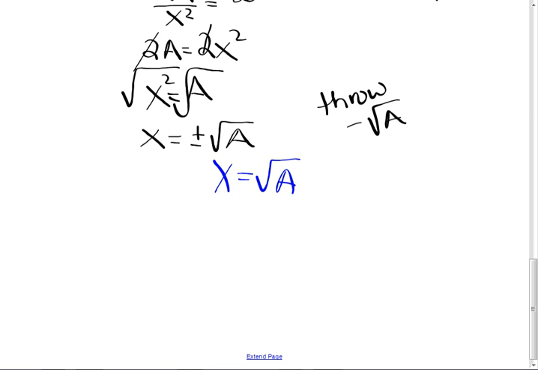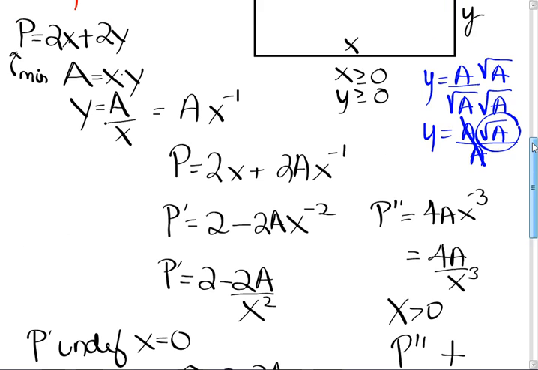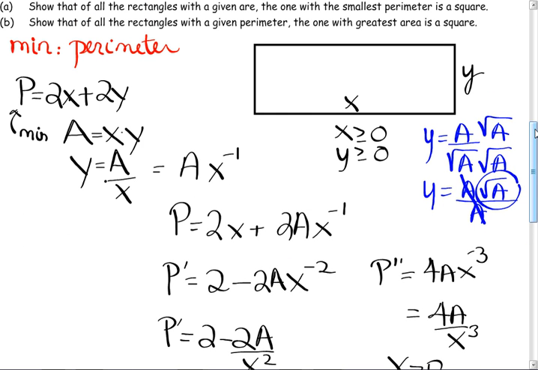So it's a square. What? Because we had the product of these was equal to a. If this is the square root of a, I have to solve.